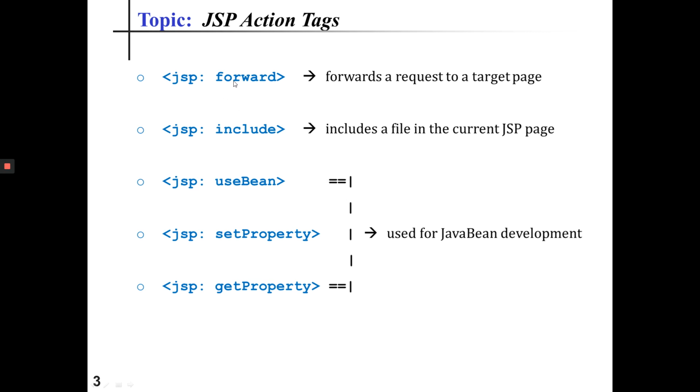jsp:forward is used for forwarding a request to a target page, which can be HTML, servlet, or JSP. jsp:include is used for including a file in the current JSP page. And for Java Bean development, there is a reusable Java class. We can use jsp:useBean, jsp:setProperty, and jsp:getProperty. In this tutorial, I will be concentrating on jsp:forward and jsp:include.